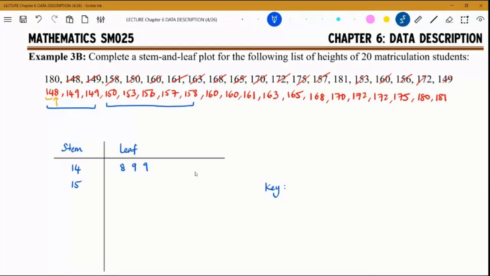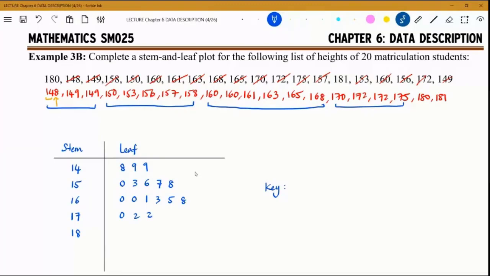We have 0, 3, 6, 7, 8, and then for 16, we're going to have 0 twice, 1, 3, 5, and 8. And then last, we have 17 and 18. So 17, we have it until 5: 0 to 2 and 5, and then the last one will be 0 and 1.